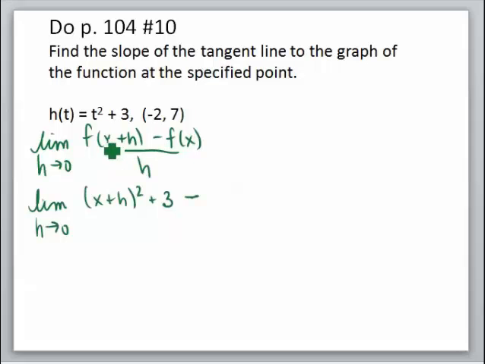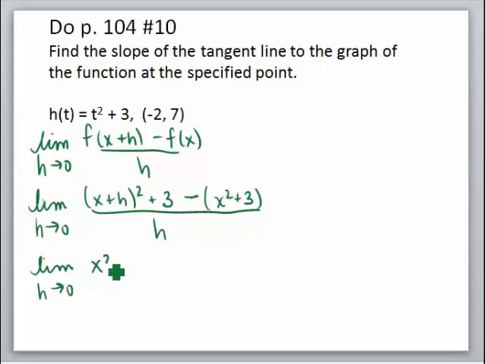Minus, so that's what f of x plus h is, minus f of x. f of x is x squared plus 3, all over h. So take a moment, pause this, and see where I got all those pieces of information. At this point, I'm just going to use algebra skills to simplify this. So I'm going to FOIL this: x squared plus 2xh plus h squared plus 3 minus x squared minus 3, distributing that negative all the way through.